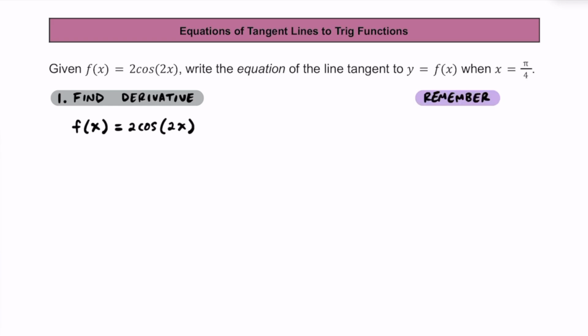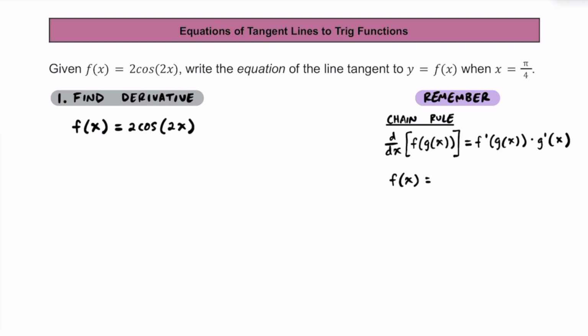So on the side, let's go ahead and remember that for the chain rule, when you take the derivative of a function that is nested inside of another function, you multiply the derivative of that outside function by the derivative of that inside function. Now for our particular function here, f of x is going to be cosine of x, and g of x is going to be 2x. That being said, the derivative of cosine of x is going to be negative sine of x, and the derivative of g of x, or g prime of x, is going to be equal to 2.